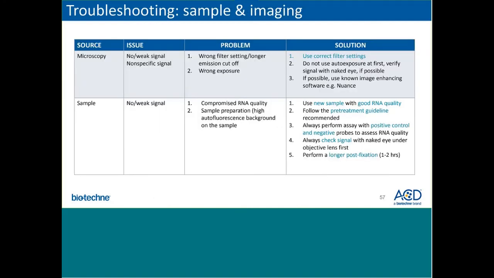Here are a couple of troubleshooting issues with regards to imaging with the fluorescent assay. This could mean you are using the incorrect filter setting, or perhaps doing a longer exposure, in which case you can use the correct filter settings based on the recommendations within our user manual. If possible, if you have imaging enhancing software, this could also help to reduce some of the autofluorescence and high background. If you think that it's possibly due to compromised RNA quality or sample preparation, you can try and prepare your samples per our recommendations in our user manual.